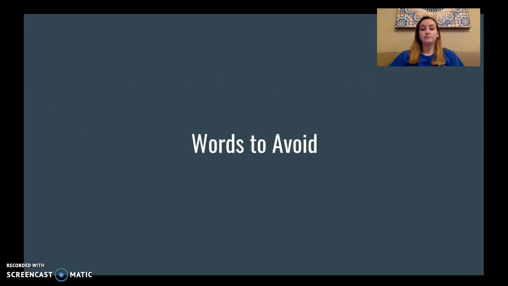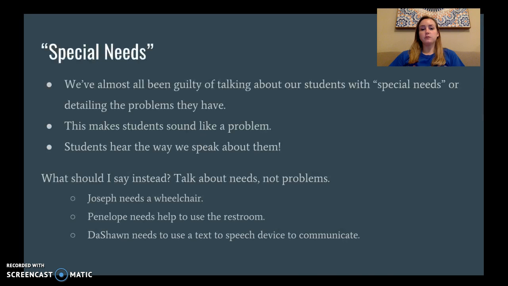So words to avoid. So we're going to talk about some words that maybe we want to try to see if we can avoid. This kind of goes with person-first language, but it goes a little bit differently as well. So I think that pretty much every teacher at some point or another has been guilty of saying a student with special needs or our special needs students.